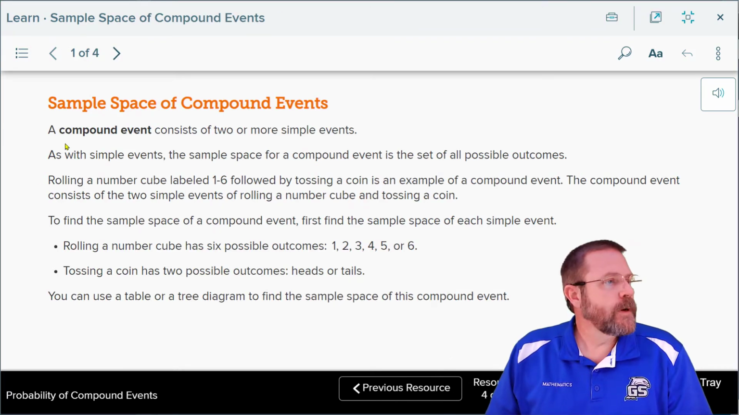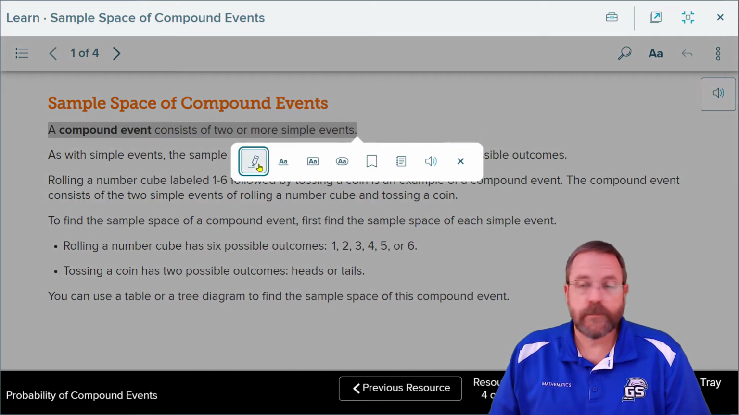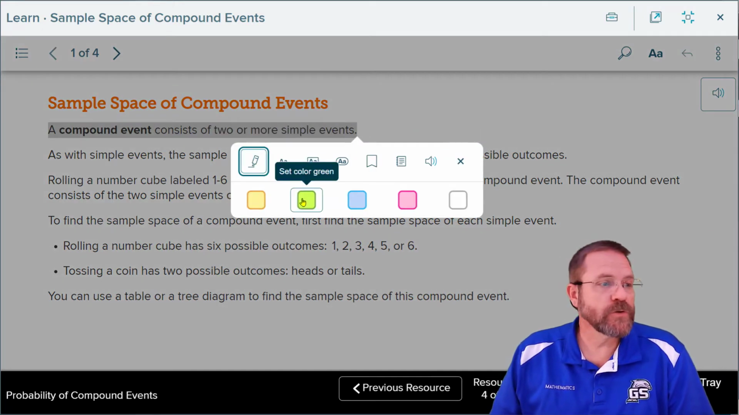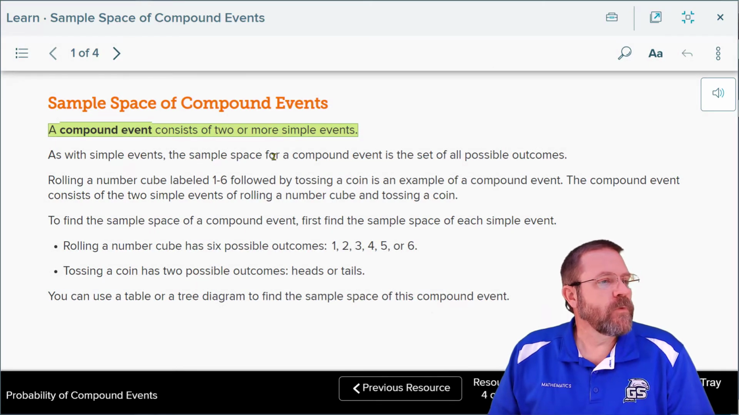Now, the textbook is defining a compound event as consisting of 2 or more simple events. Winning the lottery and getting eaten by the shark, that kind of thing. As with simple events, the sample space for the compound event is a set of all the possible outcomes. Rolling a number cube labeled 1 through 6, followed by tossing a coin, is an example of a compound event. The compound event consists of 2 or more simple events, and this one is going to be the 2 of rolling the cube and tossing the coin.